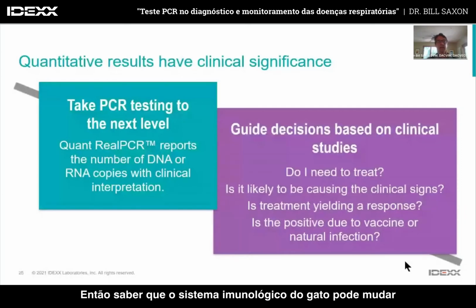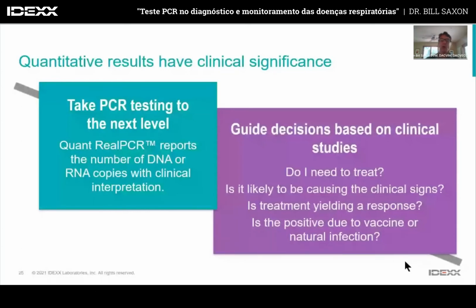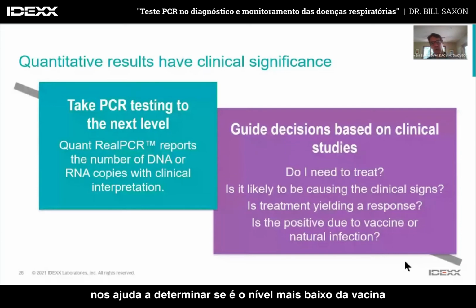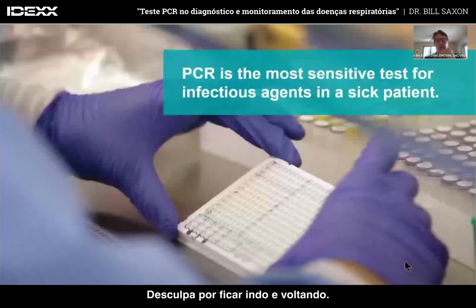And then knowing that the cat's immune system can change because of age or other disease or drugs, corticosteroids, the cat can switch between progressive and regressive. And now we have a way to identify that and help our clients, right? And also, as we mentioned, in dogs or cats that have been given modified live vaccines, those vaccines are picked up by PCR testing, so being able to quantify the amount helps us determine if it's vaccine, lower level, or actual infection, higher level.